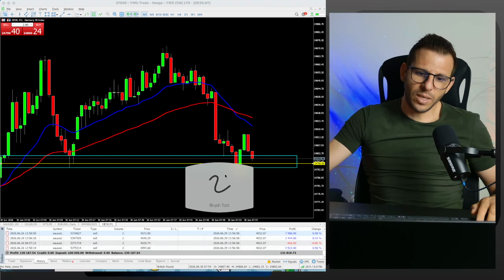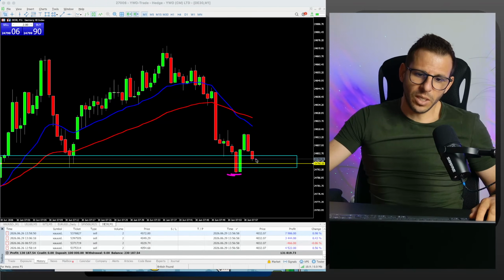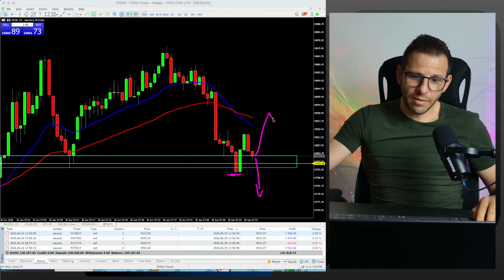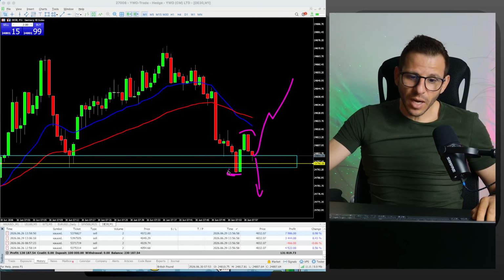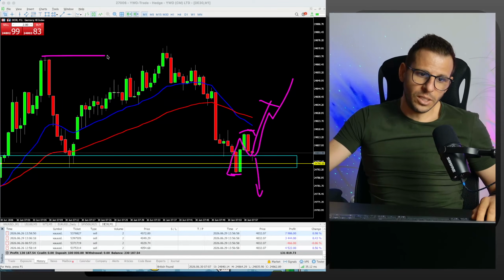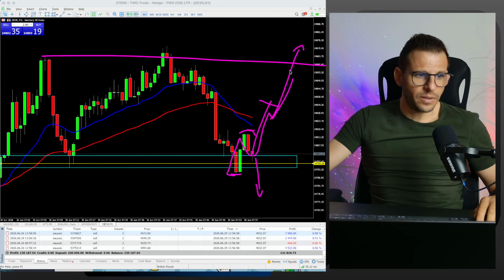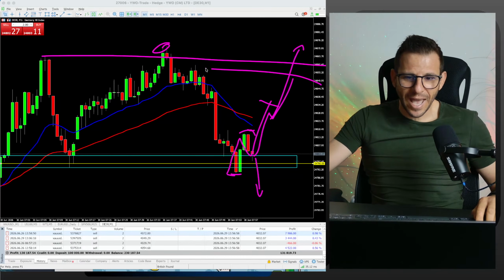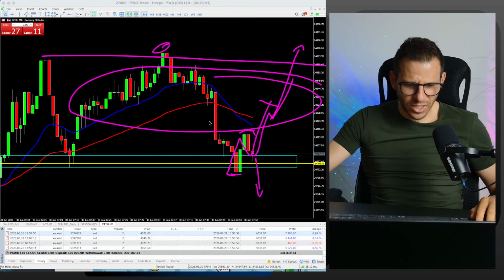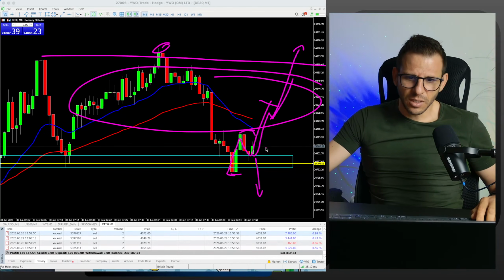We need a break below here to confirm that the downtrend will begin. If we don't, anything can happen. And if we get a higher high here, what do you think, guys? Is it an uptrend? No, it's not. We need to break outside of this high. If we don't break outside of this high, there is no uptrend in place. The market anywhere here is still ranging. And traders just lose money like crazy.